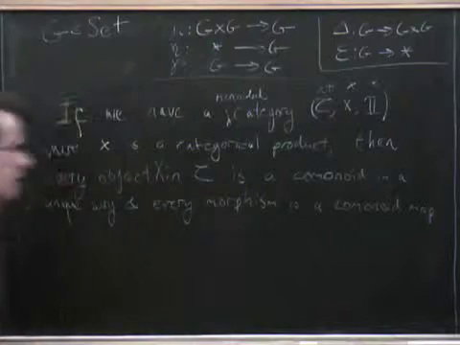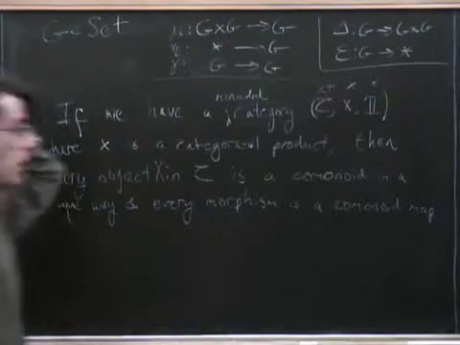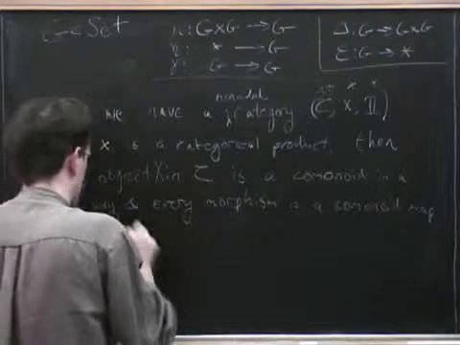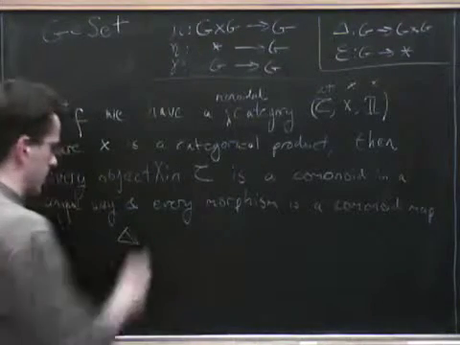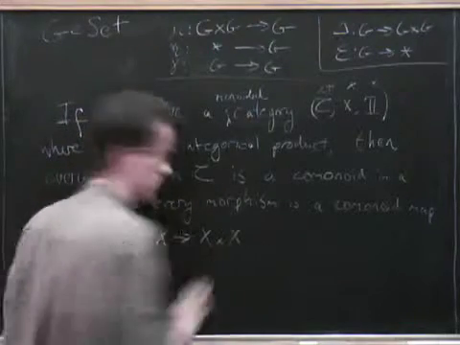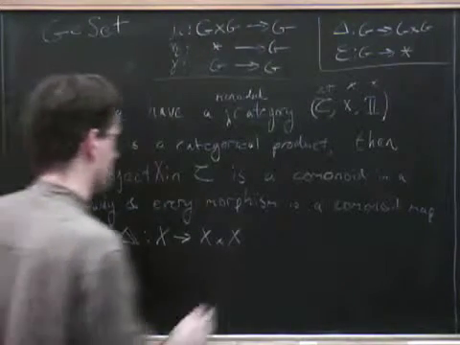Let me just remind you a little bit what I mean by a comonoid. So a comonoid, what we have is a map delta from X to X cross X, sometimes called the diagonal or co-product.